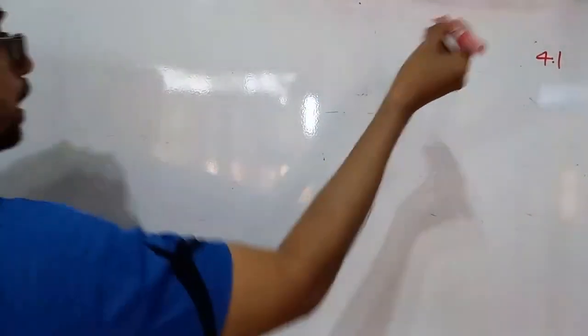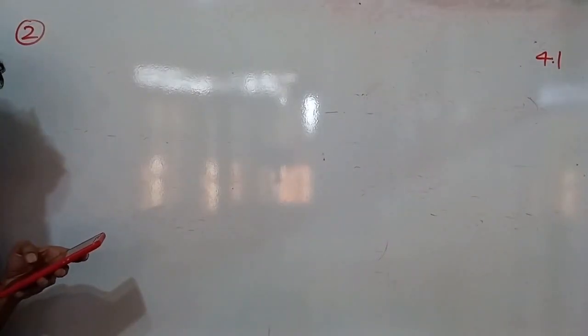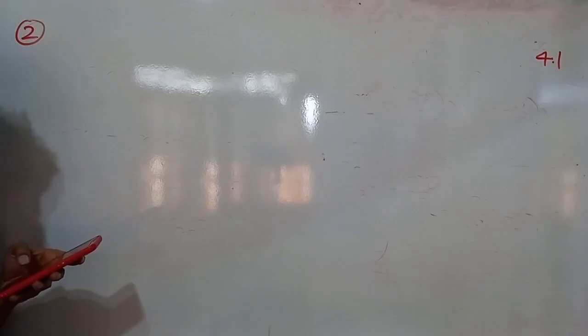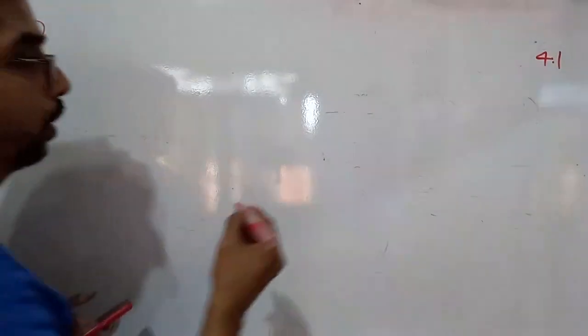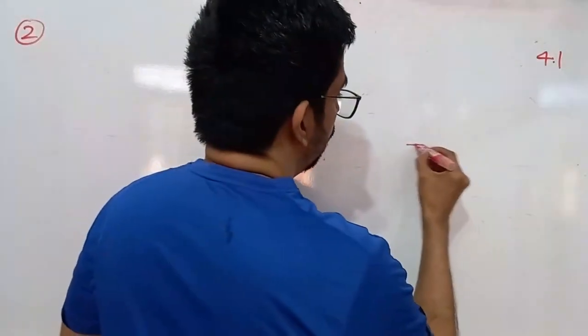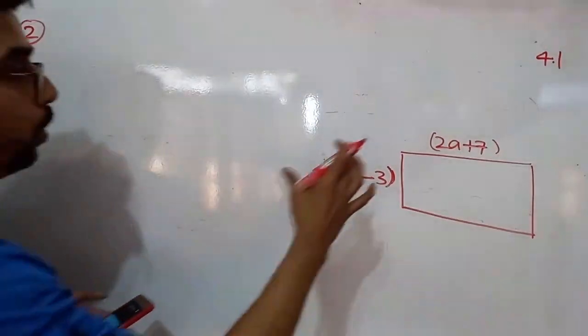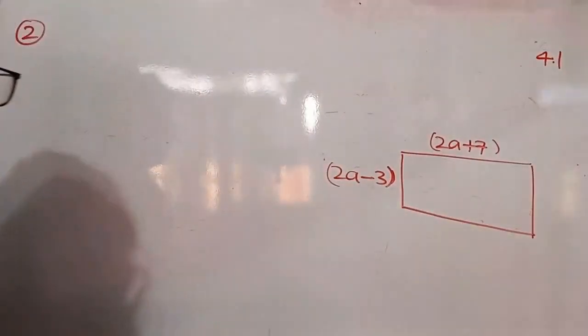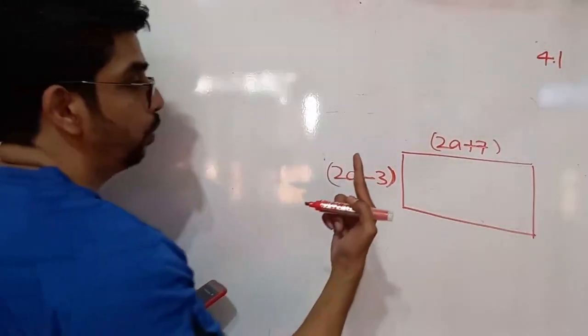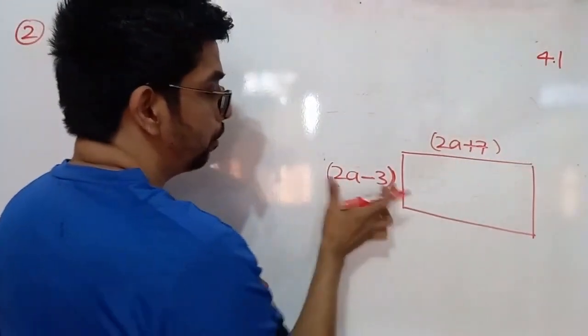Exercise 4.1, question number 2. If the length of a rectangular shaped field is (2a plus 7) meters and the breadth is (2a minus 3) meters, determine the area of the field in terms of a. So first of all, we know in a rectangle, how do we find the area? We multiply the length by breadth.